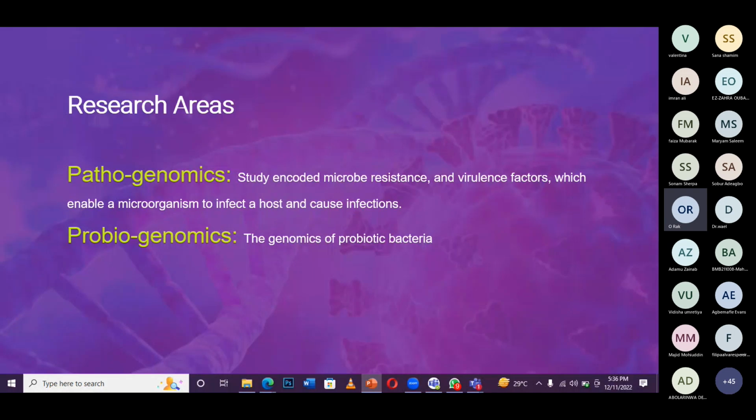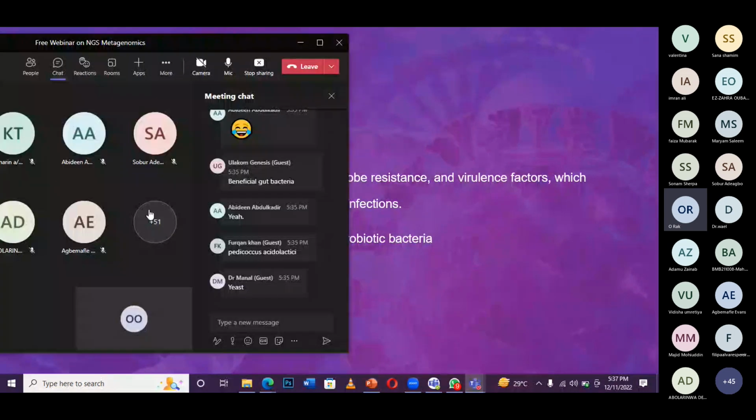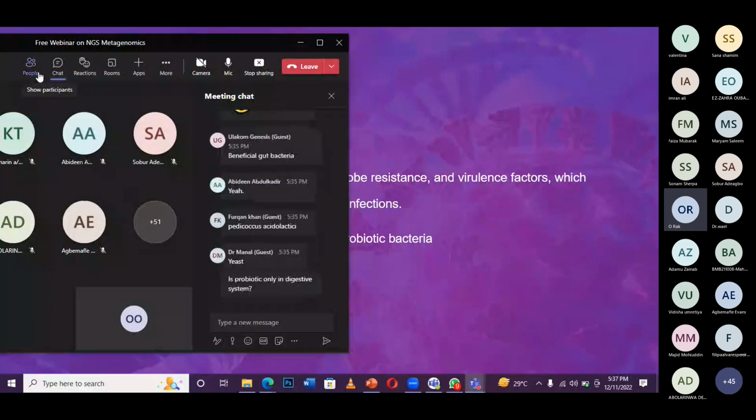Because even in our body, we have some bacteria, even in our mouth, that are good. We also have bacteria in our gut, which they call the gut microbiome. This gut microbiome codes for certain health benefits in humans or in the host, including yeast. Exactly, yeast is also there. So probiogenomics is a very, very important area.